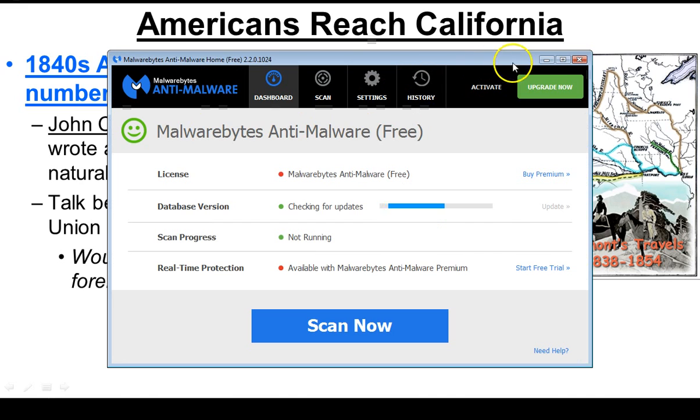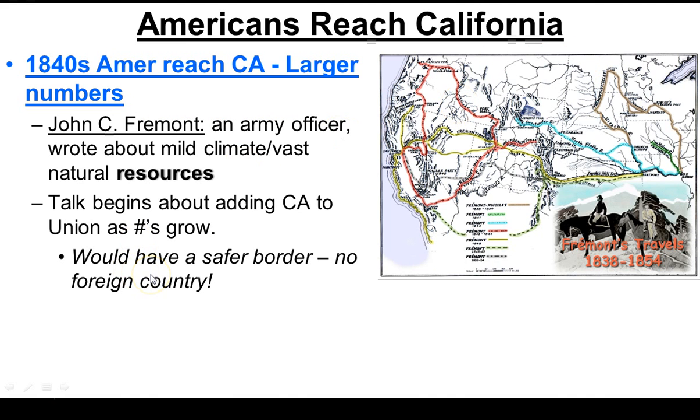Fremont, an Army officer, is going to explore into the West, and he's going to write a book about the West and what he sees in California. People are going to read it back in the East, and of course that's going to spur more people to come there. He basically says how awesome and great it is. The climate is incredible. It talks about adding California to the Union as a possible future goal, and of course this spreads everywhere else.